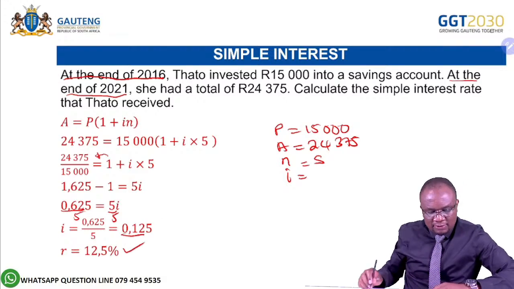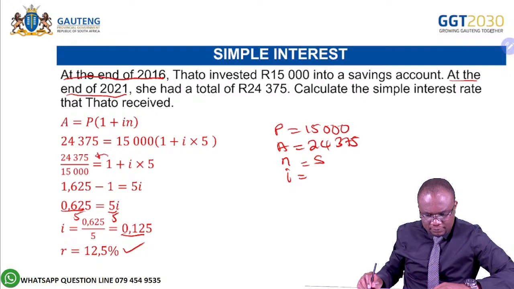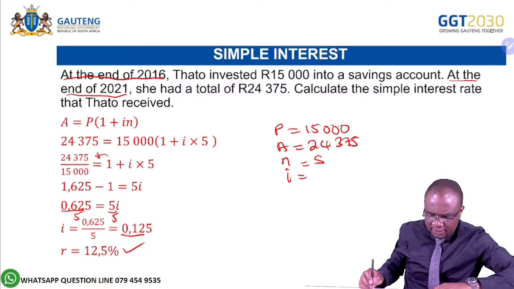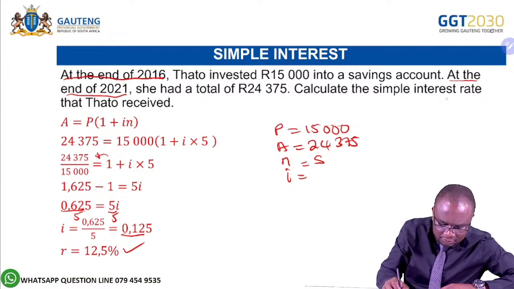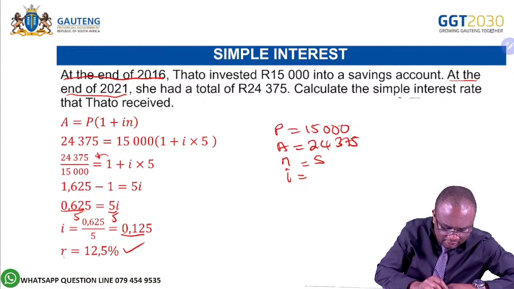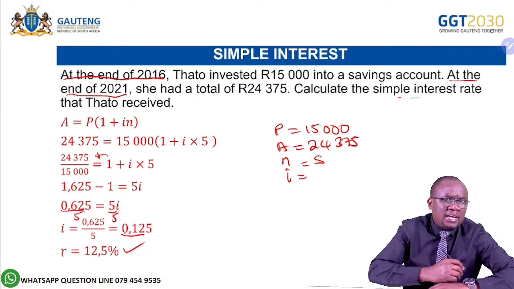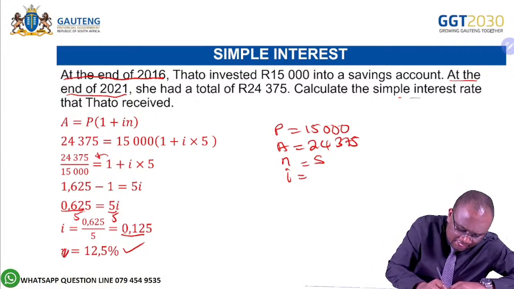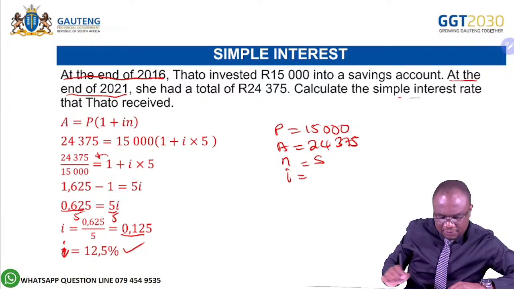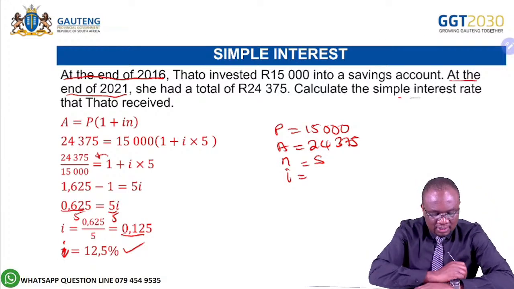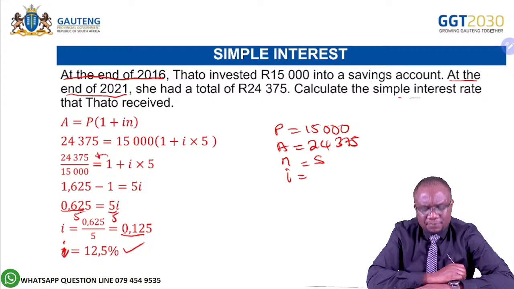We've managed to find our rate. What is happening here? Calculate the simple interest rate, or the rate. For R, the rate is fine, which is i actually. Let me maintain that so that we don't get confused. So the interest rate there is 12.5%.